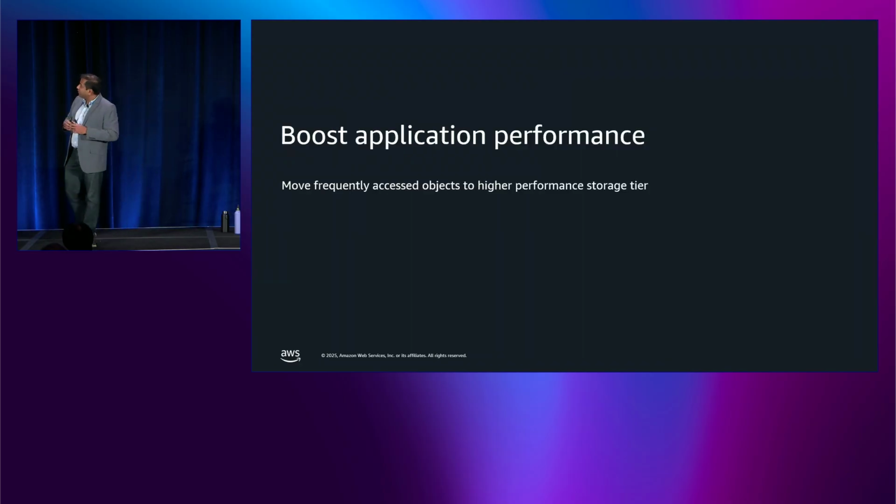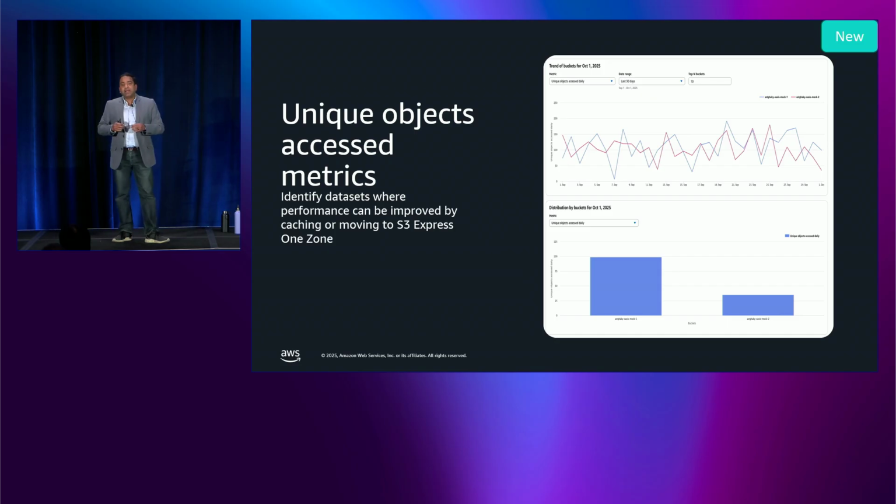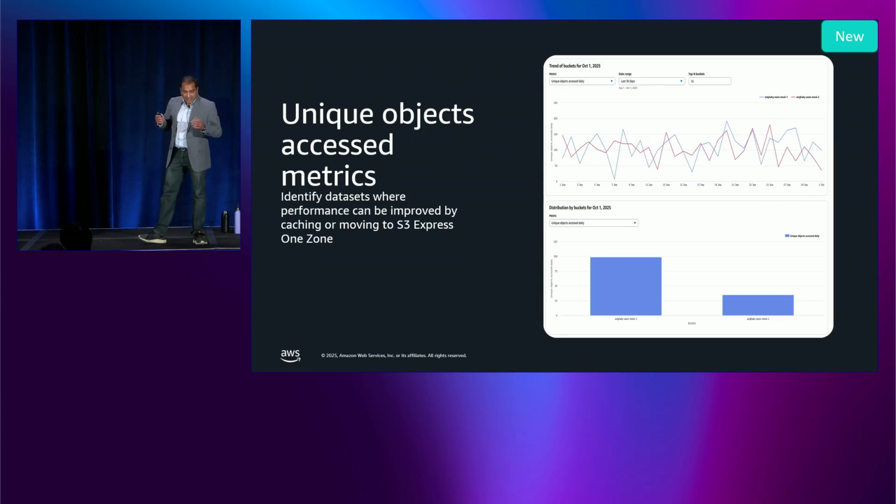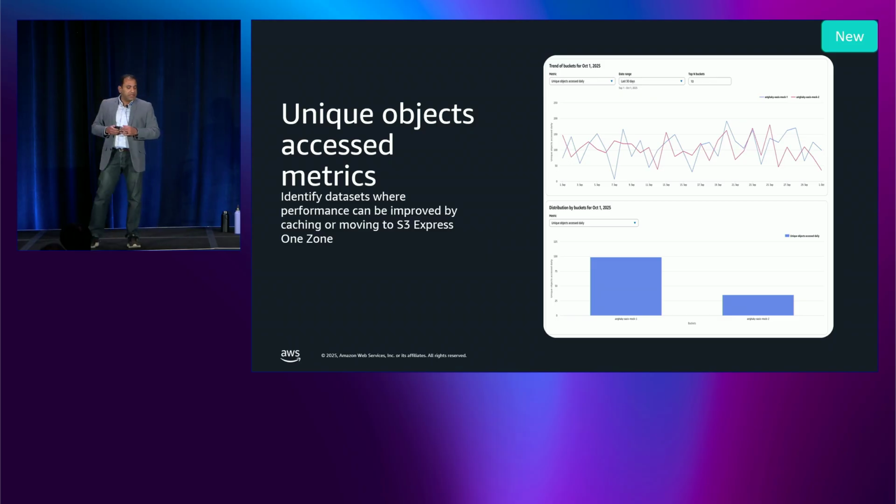And finally, the third category of performance metrics is what can potentially boost your application performance. And this is by identifying if your applications are frequently accessing a small subset of your objects. So within a bucket or a prefix, if only 10% or 5% of your objects are being accessed every day, that's a potential candidate to be moved into a caching layer or a high-performance storage tier to improve your application performance. So that's, in a nutshell, the new metrics we have in Storage Lens. Again, as I mentioned, this is available in the advanced tier at no additional charge.